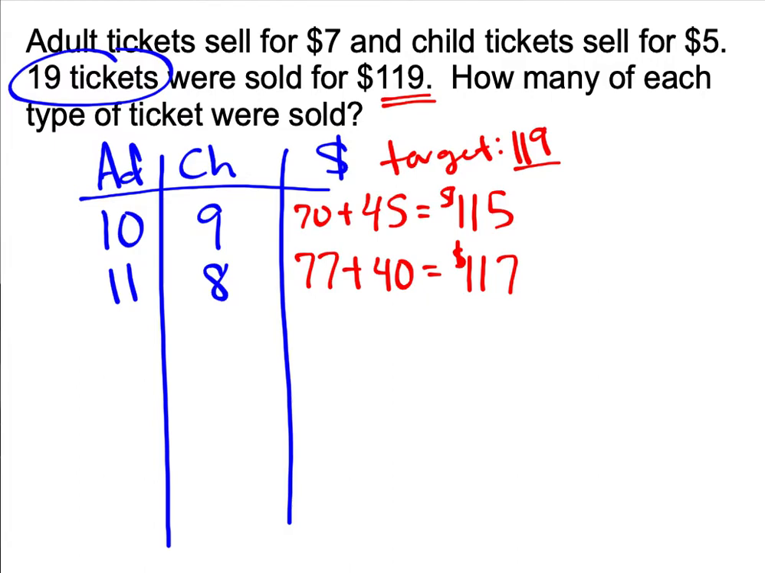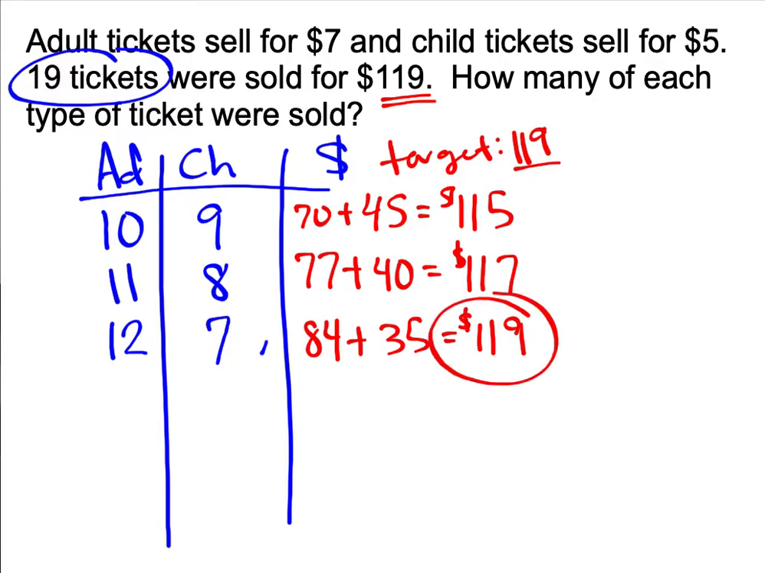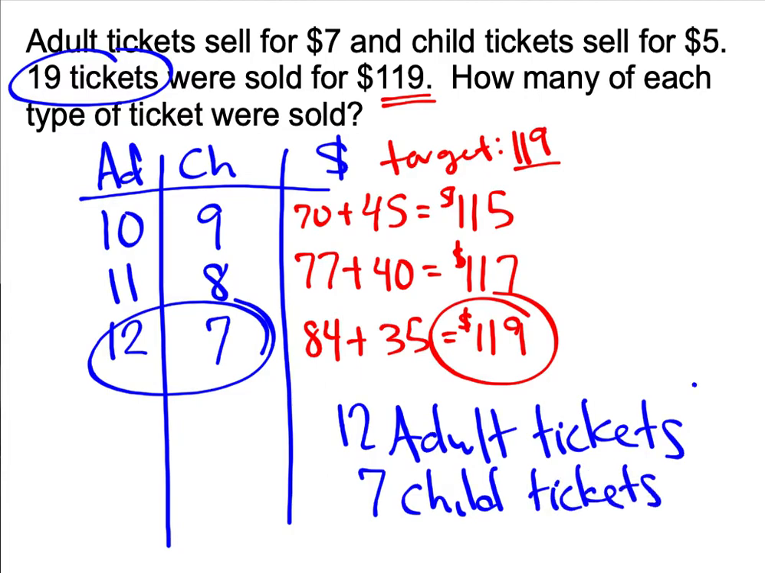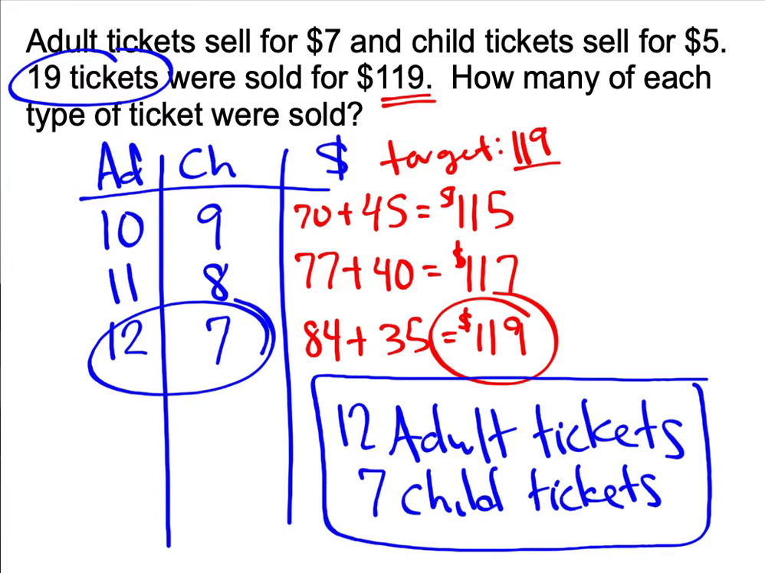So let's go with 12 adult tickets and 7 child tickets. Well, 12 times 7 is 84. 7 times 5 is 35, and that together makes 119. And we got to our target amount. So it looks like we did 12 adult tickets and 7 child tickets. And that's solved using guess and check methods.